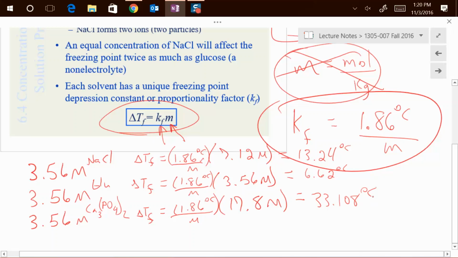Okay, so these are the temperature changes. So what is the new freezing temperature for the sodium chloride solution? 6.76. Okay, so where does the freezing temperature start? Oh, it's 0, just kidding. So what's the new freezing temperature? Negative 13.24 degrees Celsius. Okay, so basically for freezing, I just have to put a negative in front of all these.